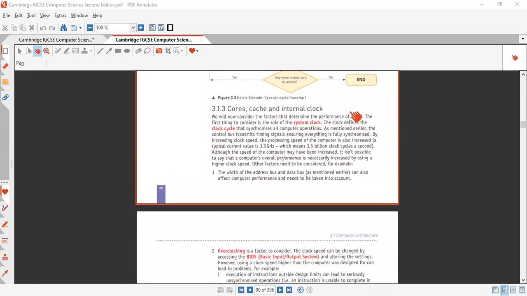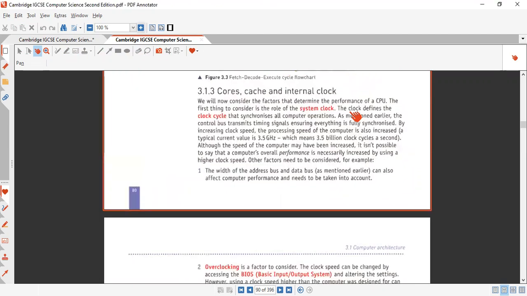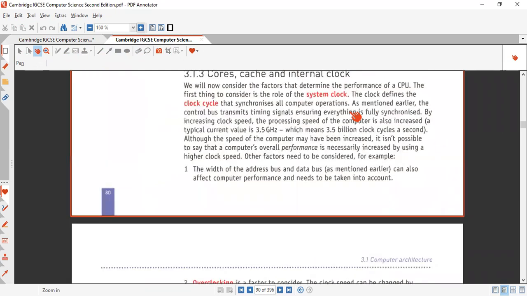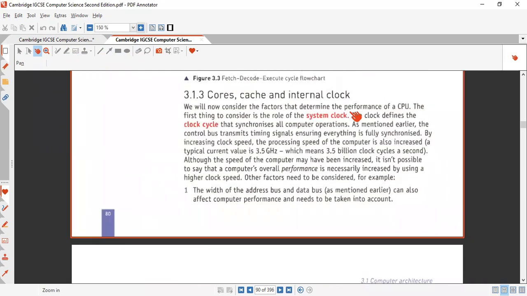Okay, now they are saying that the execution speed of a system depends on a few things. That are the cores, that means the number of processors, the caches, and the internal clocks. Now, the internal clock is basically a system clock that is utilized to increase the frequency of the system. Frequency means the number of instructions that it is executing in a particular time interval.